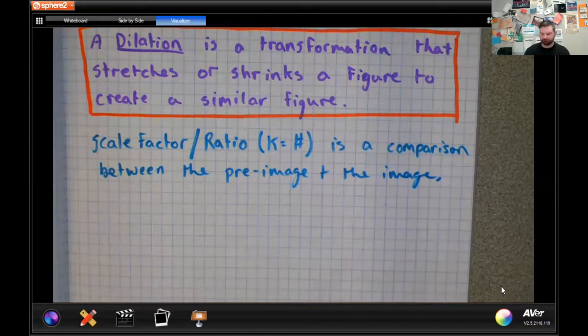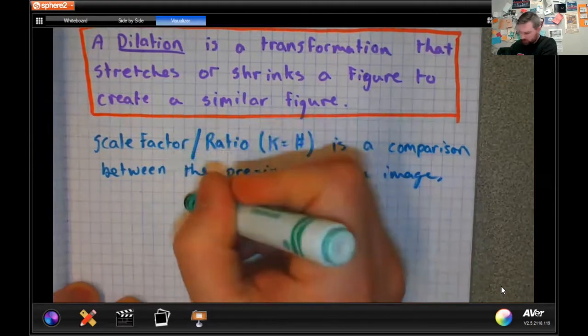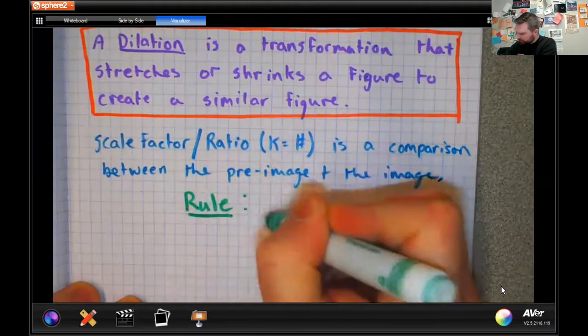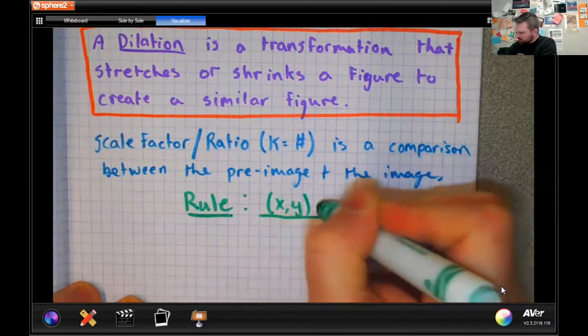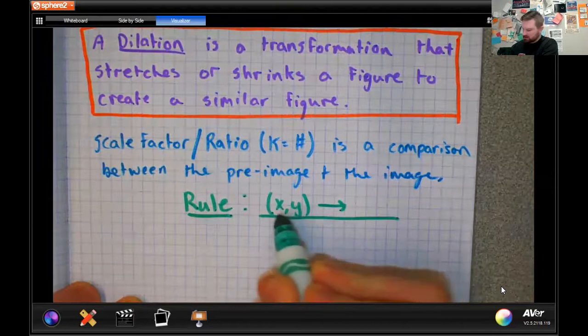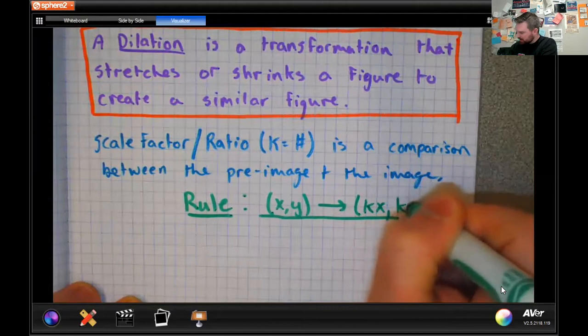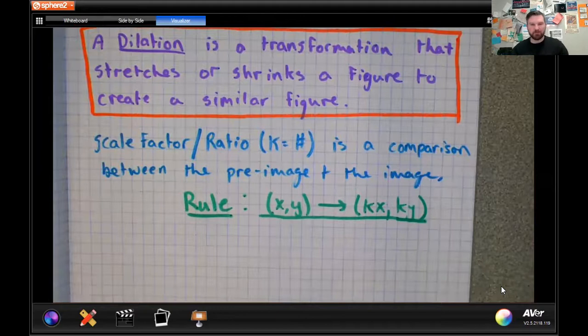Okay, so there's a rule here, just like with a rotation or reflection or translation, we had a rule. So the rule for dilation would look like this: X, Y. So these are your pre-image ordered pairs, goes to KX, KY. So in this case, you're actually multiplying both numbers by whatever your scale factor is.